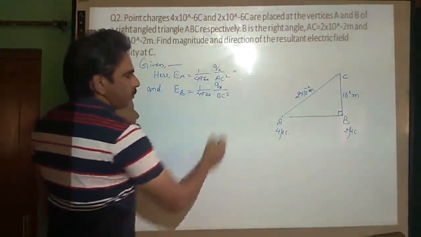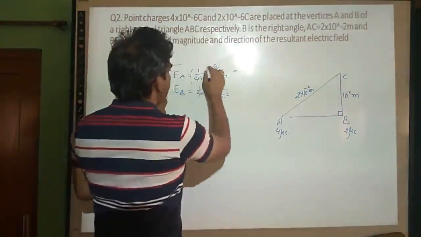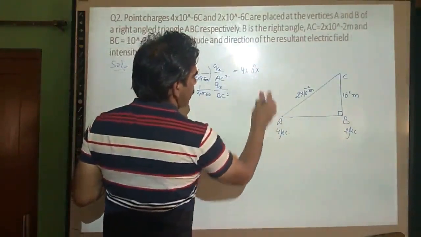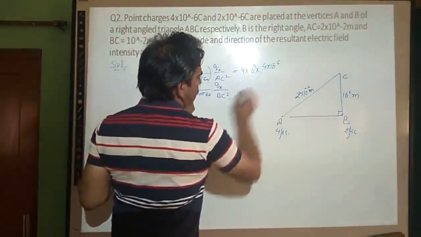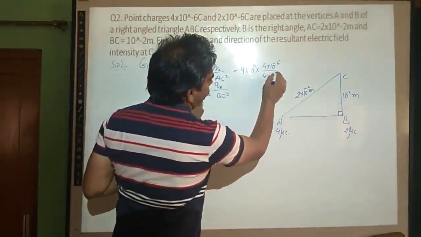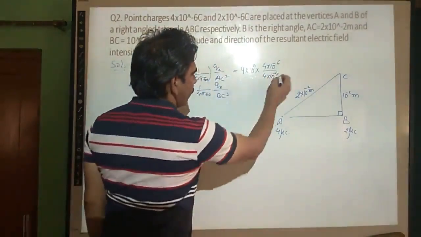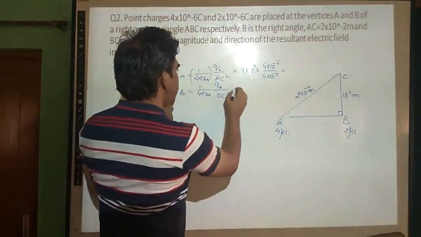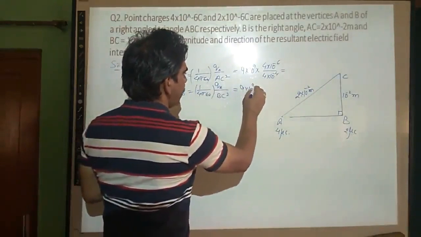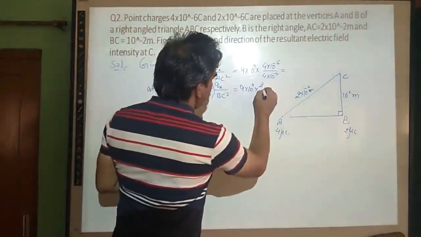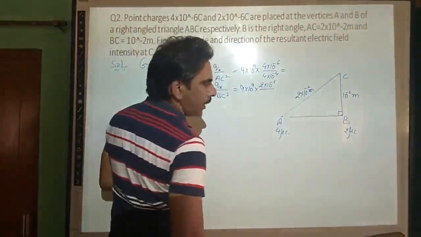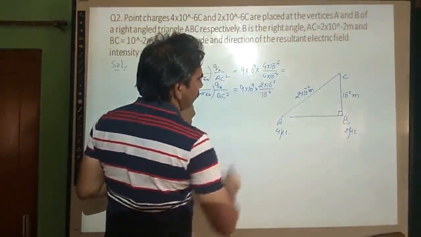So everything is given. We have to just make some calculations. So it is 1 upon 4 pi epsilon naught. It is simply 9 into 10 to the power 9 into this charge is 4 into 10 to the power minus 6 divided by AC square. So it is 4 into 10 to the power minus 4 whenever we square it out. And similarly EB becomes equal to this term again 9 into 10 to the power 9 into QB, which is 2 into 10 to the power minus 6 divided by BC square, which is 10 to the power minus 2. So it becomes 10 to the power minus 4.